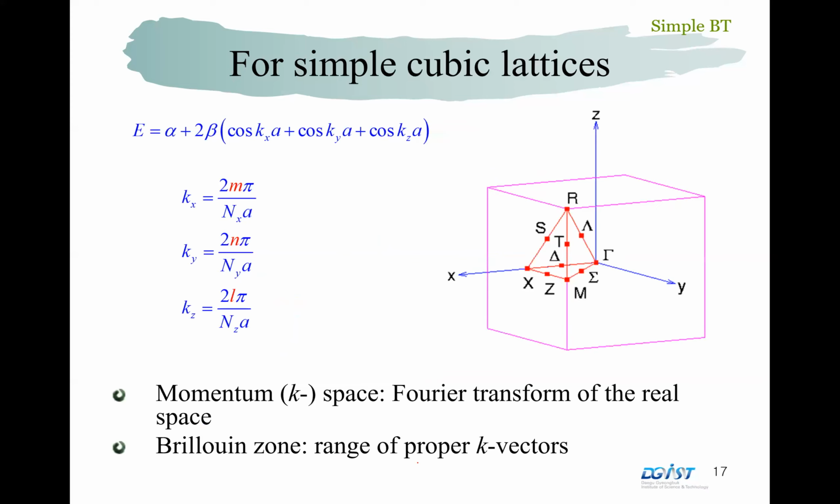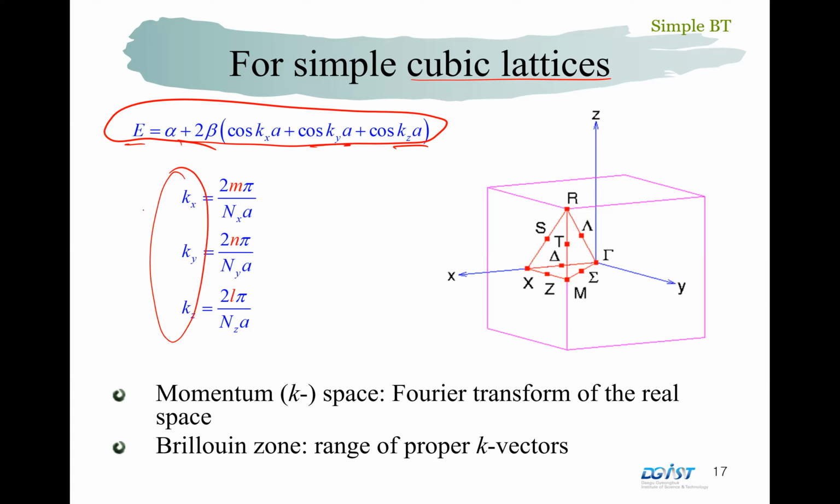And now, for the 3-dimensional case, let's talk about the simple cubic lattice. The energy of the simple cubic lattice is represented by, okay, this guy is the 1-dimensional chain, right? But this is the same for the y and z axis. So we have this kind of energy structure. And this K vector, as you know, is in the momentum space or reciprocal vector space. And actually, this is the Fourier transform of the real space. And the Brillouin zone means the range of the proper K vectors in a band structure.